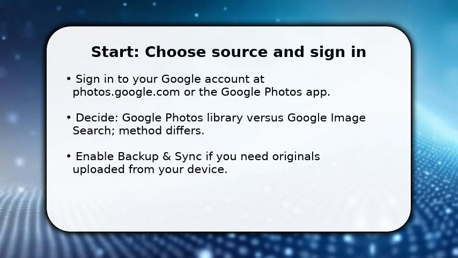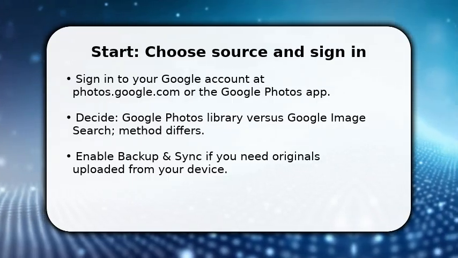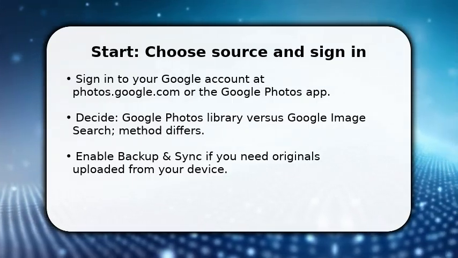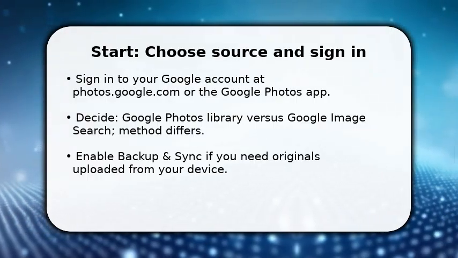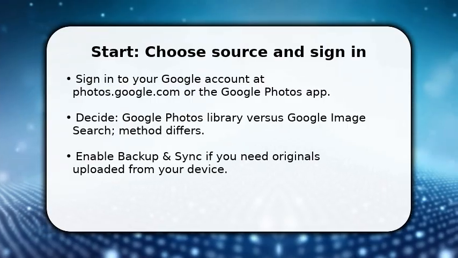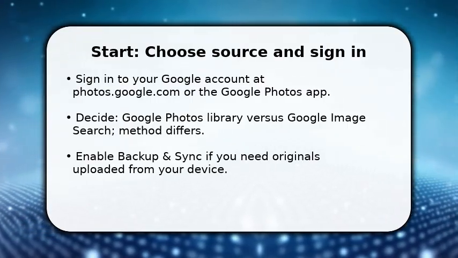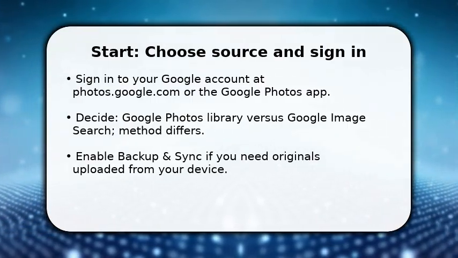Next, decide whether you need images from your Google Photos library or images from Google Image Search, because the download steps differ. Now tap or click the first album or search term to surface images. Make sure you're using the account that actually contains the photos.